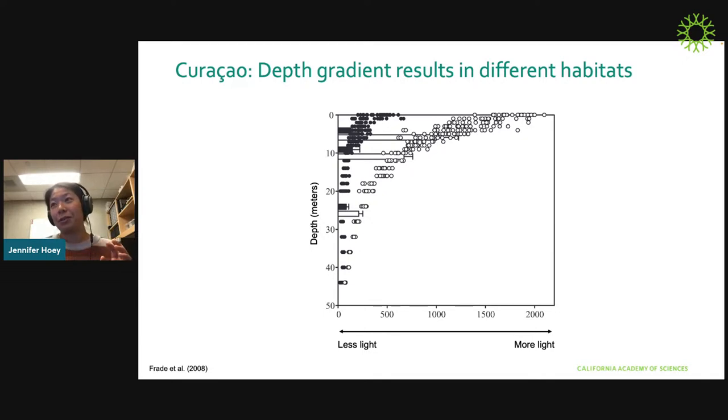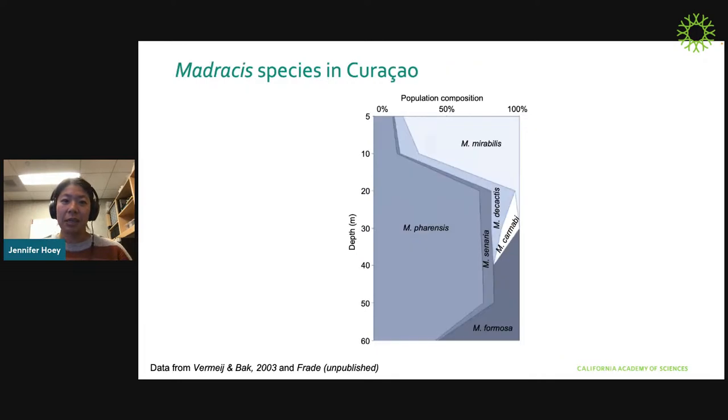And similar to a mountain, you might expect different flora and fauna to live at the base of the mountain versus the top of the mountain. And this is also true in the ocean too. So for my corals, the distribution of these various species varies by depth. In this schematic here, we again have depth on the vertical axis from 5 meters to 60 meters. The width of the polygon basically shows you the relative abundance of each of these particular Madracis species.